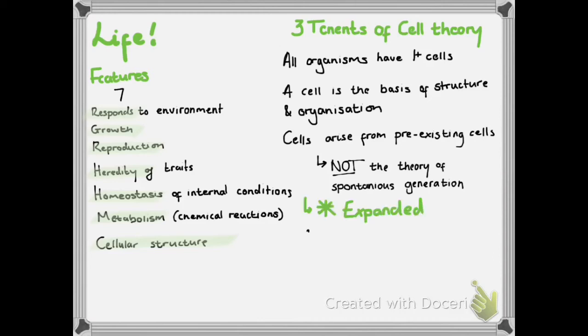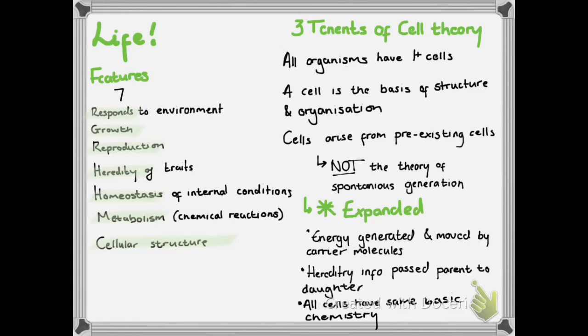This has been expanded to include the idea that energy is generated in the cell and carried around it by carrier molecules. Also note the idea that the hereditary information, which is the DNA, is passed from the parent to the daughter cell. And then along with the idea that they all have the same basic cellular structure, it's also thought that they have the same basic chemical processes. It's just that they vary slightly between species now.